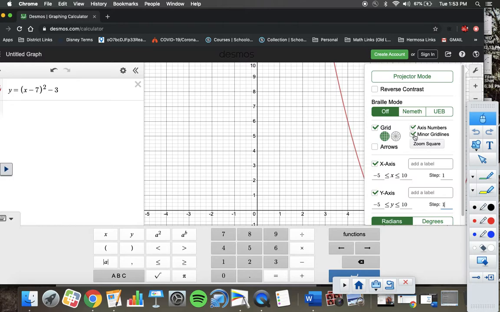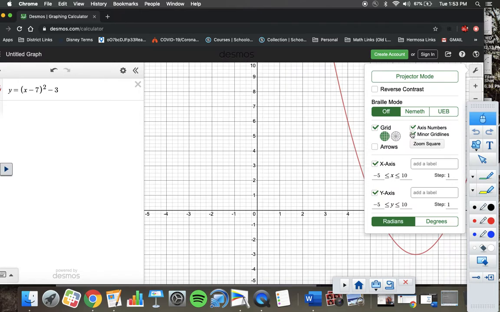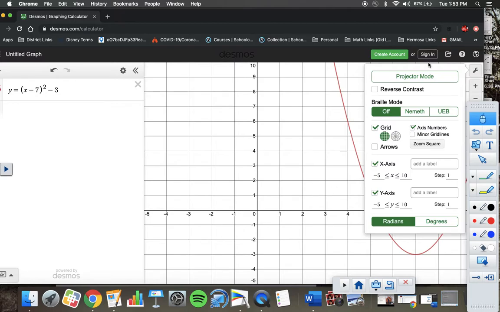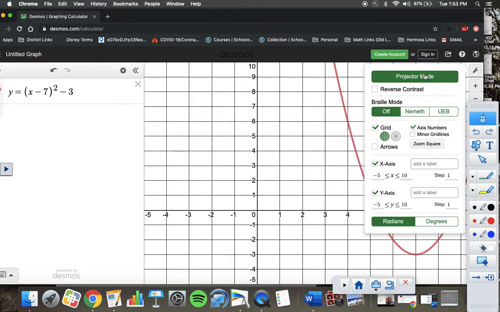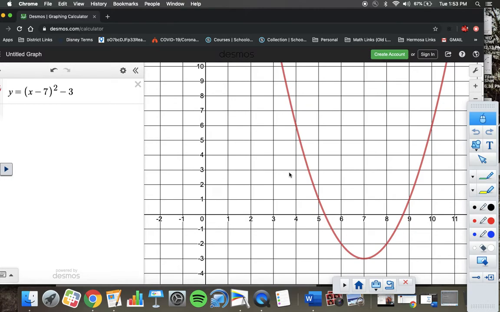Notice up here at the top it says minor grids. I'm going to deselect that just so that it doesn't have all of those marks everywhere in there. Okay. You can also hit projector mode. That makes the lines darker. I'll do that just for me so you guys can see it better. And I'm still going to drag it over a little bit more.